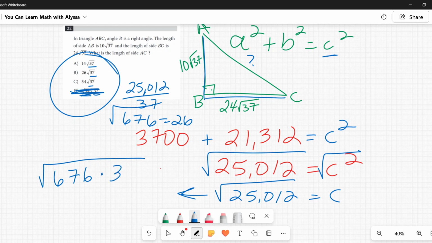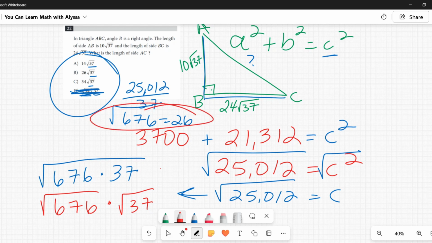676 times 37. And when we have square roots like this, with two numbers being multiplied together under the square root, we can split them up. So you can say it's equal to the square root of 676 times the square root of 37. And we've just learned here that the square root of 676 is 26. So 26 times the square root of 37, and you don't really have to have that little dot. You can just say 26 square root of 37, which is B.